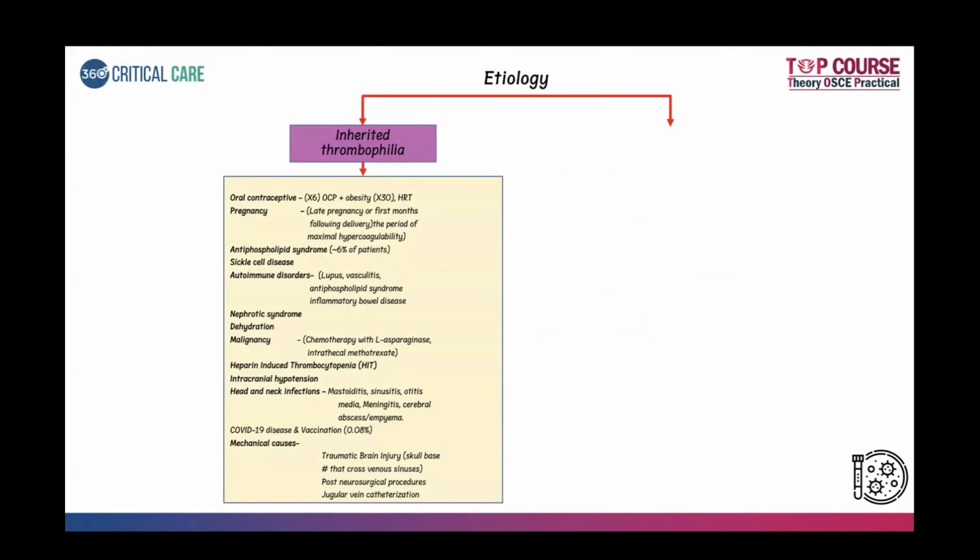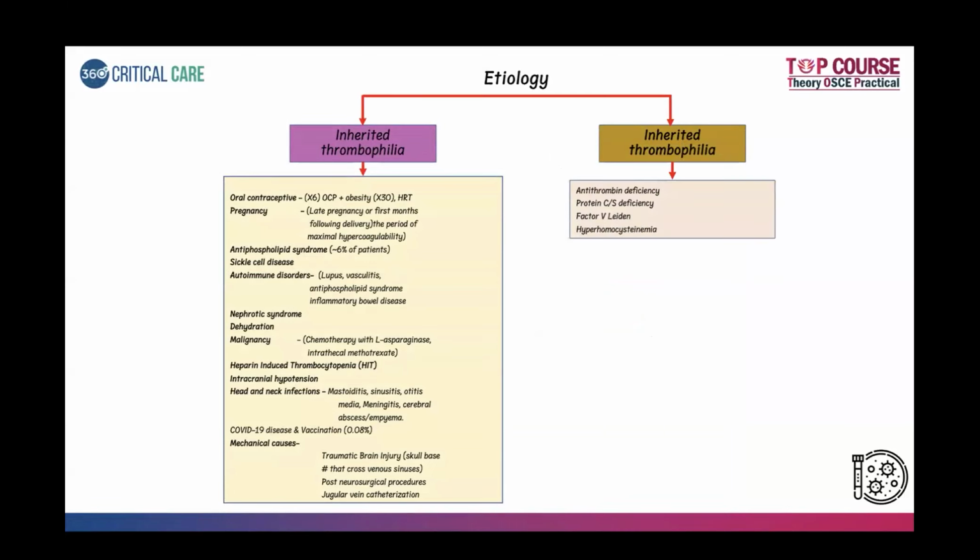Etiology-wise for cerebral venous sinus thrombosis, just going quickly through that. It is usually an inherited thrombophilia or an acquired one. So it should be inherited on the right side, and it should be the acquired thrombophilia on the left. I have wrongly written it as inherited.